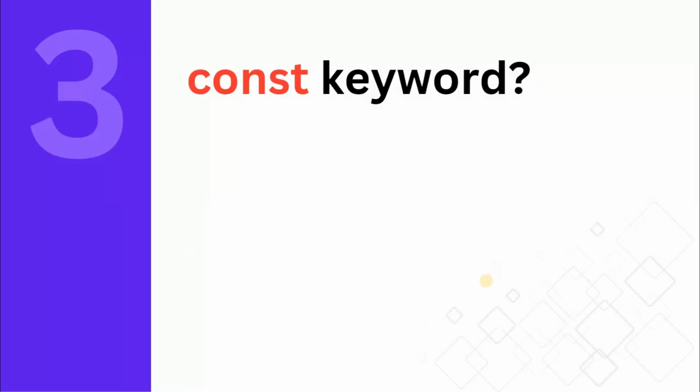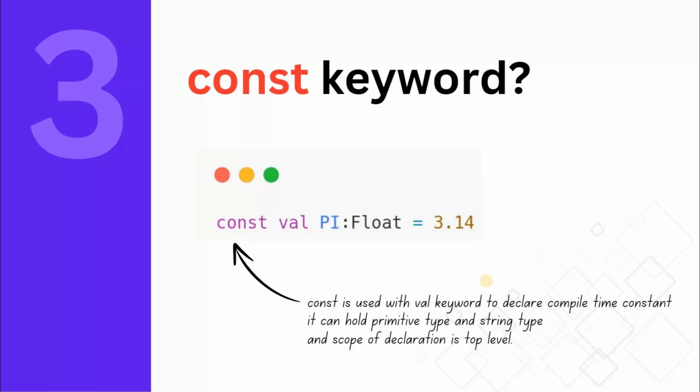Apart from the val keyword and the var keyword, we also use the const keyword, but the const keyword is used with val. So what is the const keyword? The const keyword with val is used to declare a variable that holds a constant value. It cannot be changed over the program, you cannot reassign it. The question comes to our mind: if val is already available and also cannot be reassigned in the further program, why do we need the const keyword?